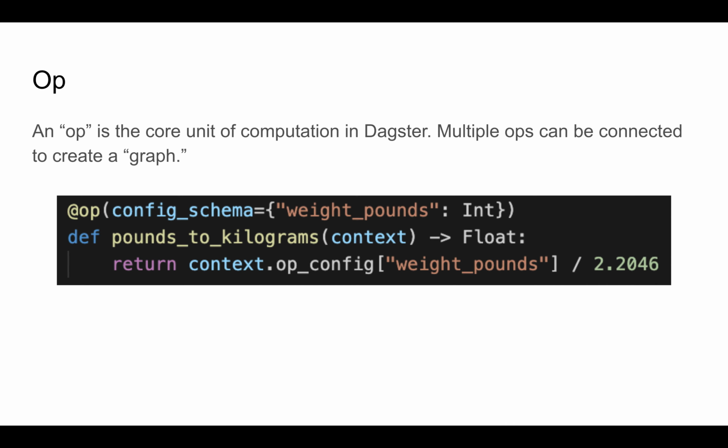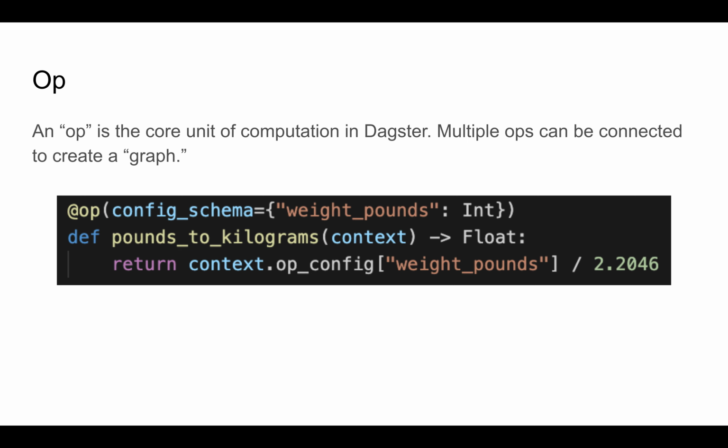So starting at the most basic unit in Dagster is an op. An op is just a single unit of computation. You can see that an op looks very similar to just a regular Python function. Writing Dagster is very Pythonic. You tend to just write functions and then use special Dagster decorators.